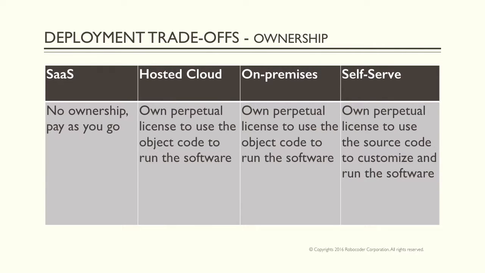There is no ownership in SaaS. It is basically just pay as you go. That's why it may not be suitable for a mission-critical operation when the entire business is dependent on it. Both the hosted cloud and on-premises options provide perpetual license to use the software. Self-serve has the added advantage of the rights to customize the source code, aside from owning a perpetual license to use the software.